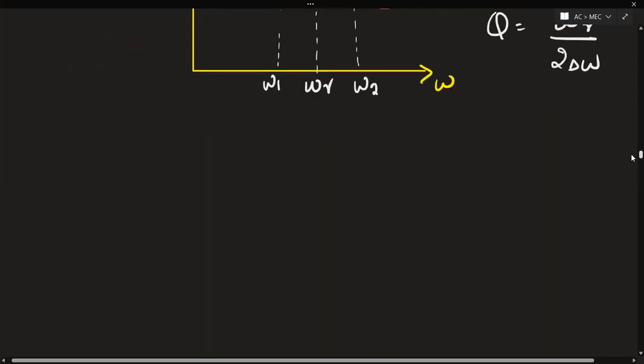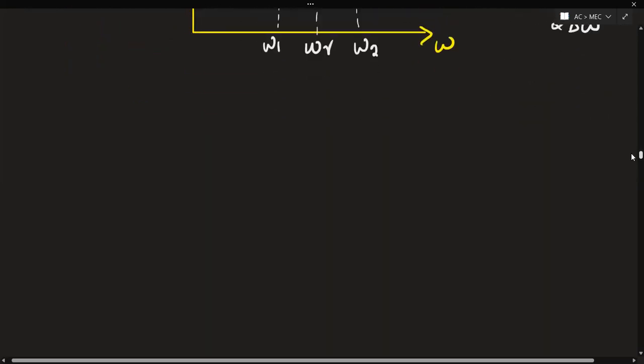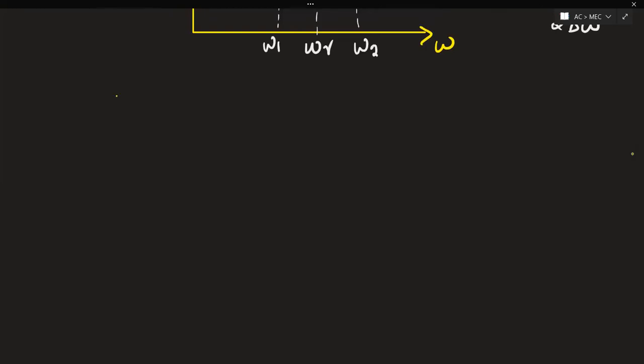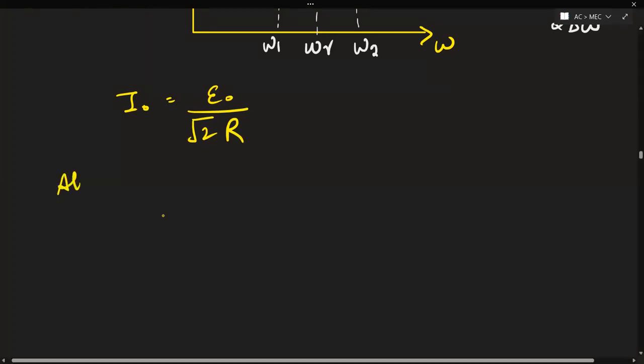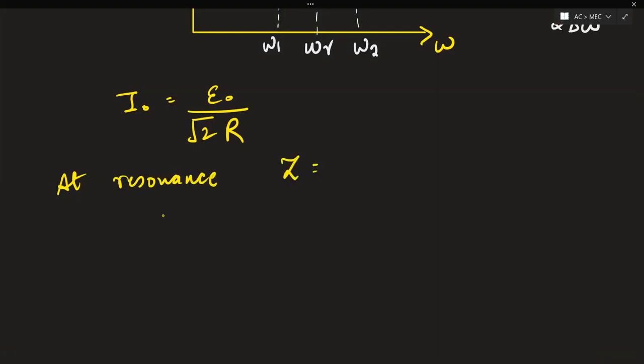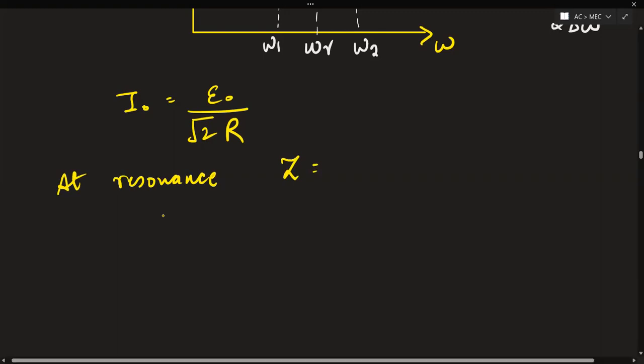See, current's value was what? There's one more derivation of Q factor that we have. So here we had the value of current as what? This was E naught divided by root 2R. And at resonance, what have we studied? We have studied that at resonance the value of impedance, that is Z, becomes equal to resistance. And here we do not have the value of resistance as R. We have the value as root 2R.